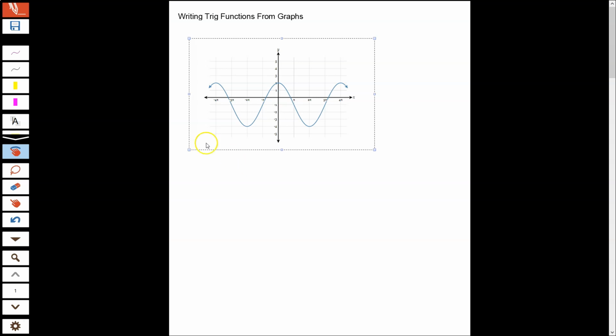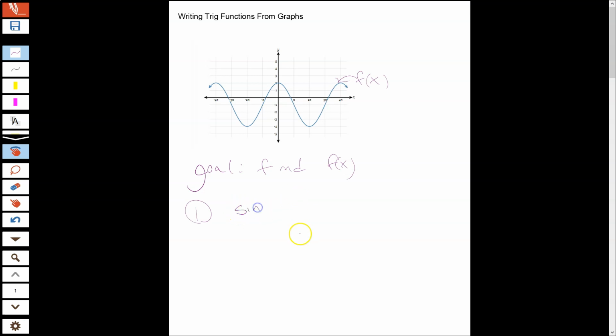Okay? So our goal is to find f of x, where f of x is this guy's curve, right? The first question, step one, we need to decide, and we never had to decide this before in the last lesson. Do we want to use sine or cosine? Mercifully, we're not worried about tangent or secant or any of those just yet. But we need to figure out which is which.